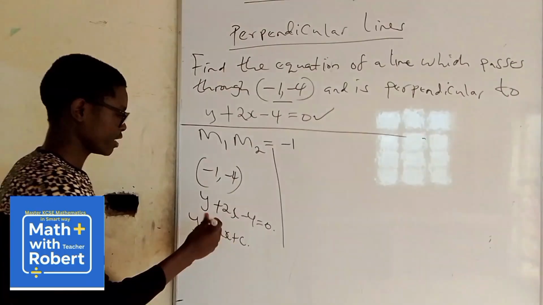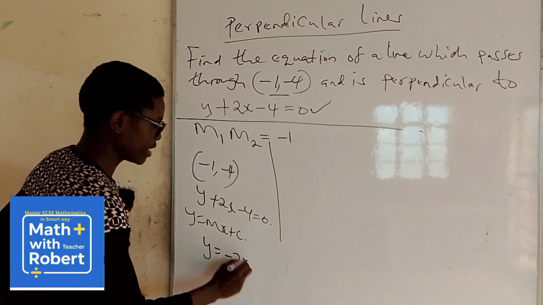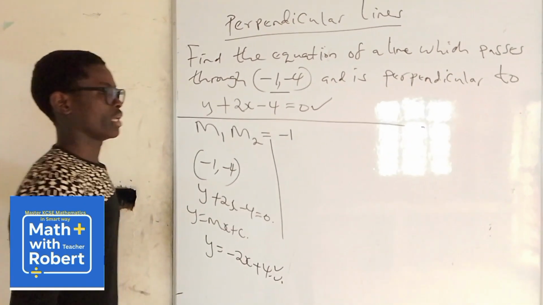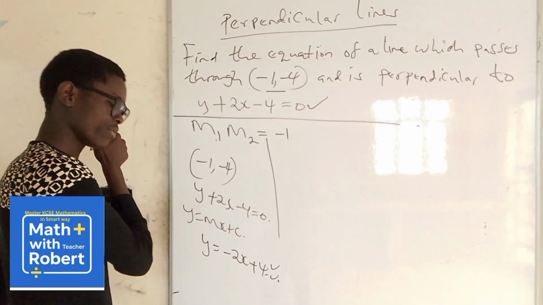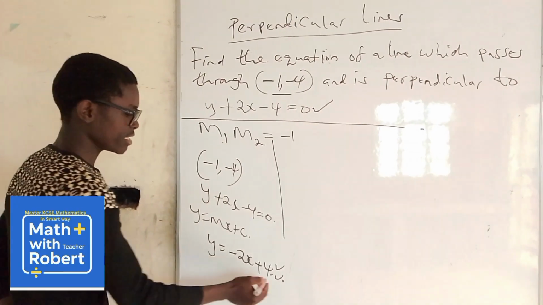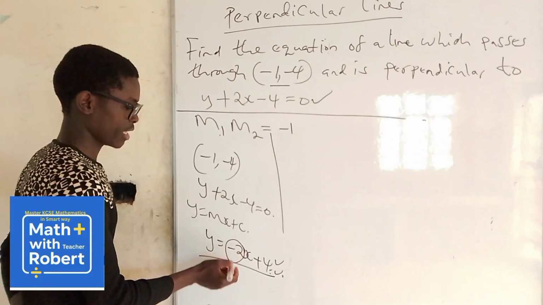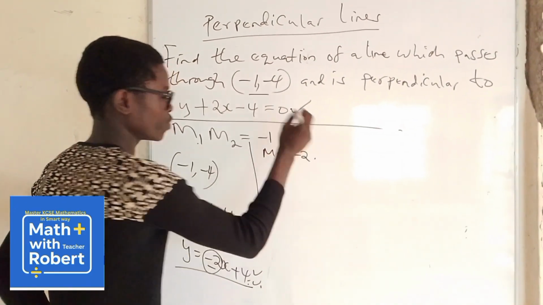So when you change, the equation will be y is equal to negative 2x plus 4. So that is our equation. Then I'll say m1 m2 is equal to negative 1. Then this is the equation of the line. So m is the gradient. M is this one. So m1 is equal to negative 2.